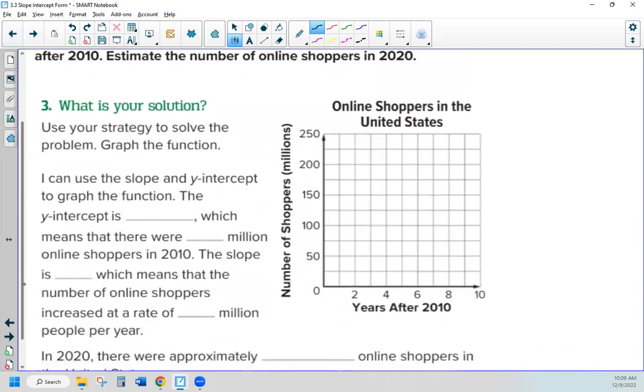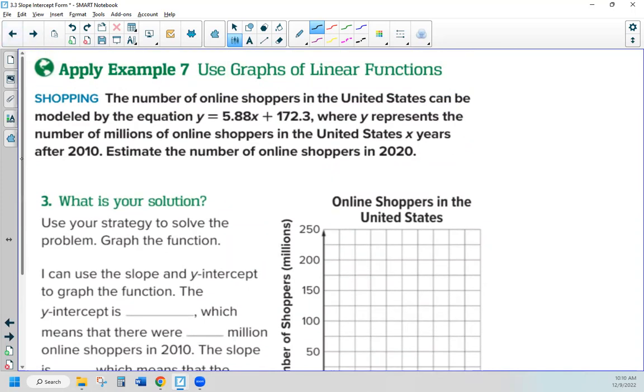What that means is this right here is 2010. This is 2011, 2012, 13, 14, 15, 16. That's how it means, right? Okay, so after 2010, estimate the number of online shoppers in 2020.